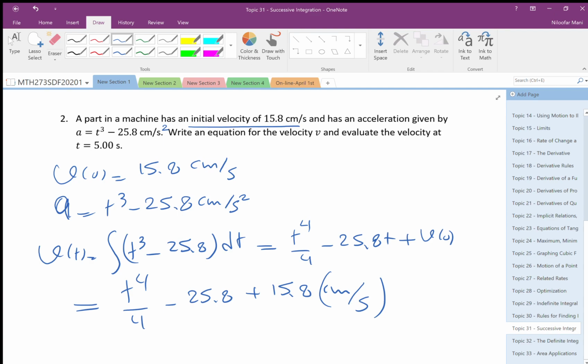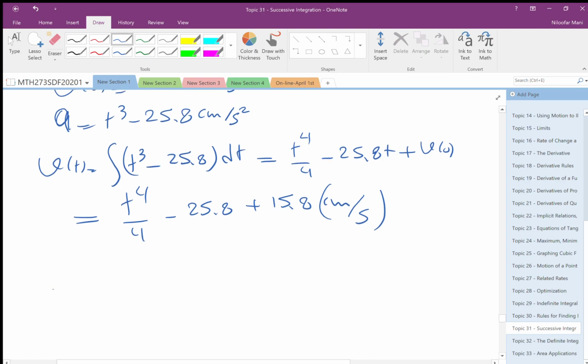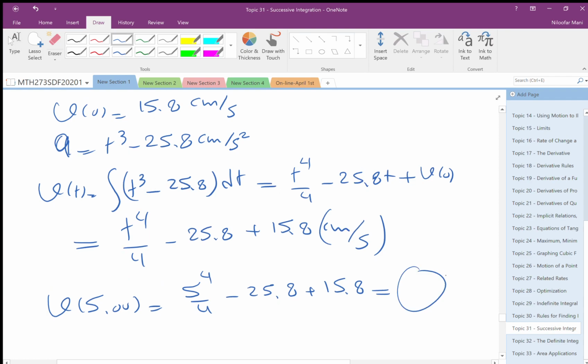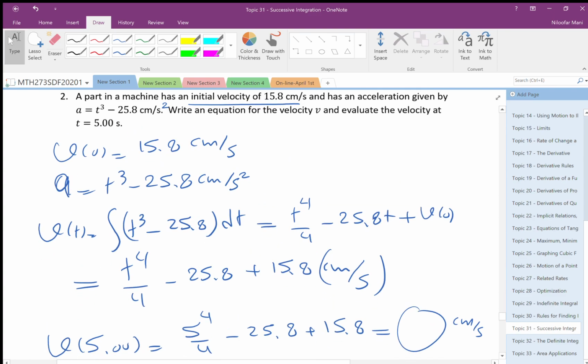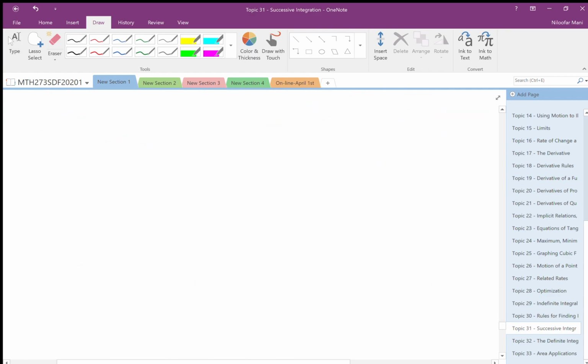So I have acceleration. I want v. I use integral. I need v0. I have v0. I substitute. Then how about after 5 seconds? So it means you have to find v at 5 seconds. So it is 5 power 4 divided by 4 minus 25.8 plus 15.8. And you can find the answer. The answer will be centimeter per second. Okay? So very easy. If I have acceleration, by integral I can go to velocity.